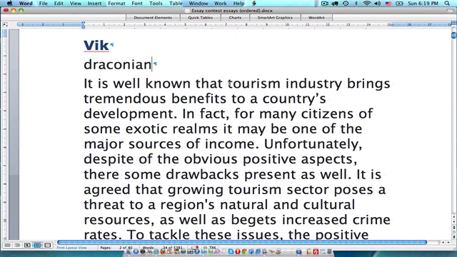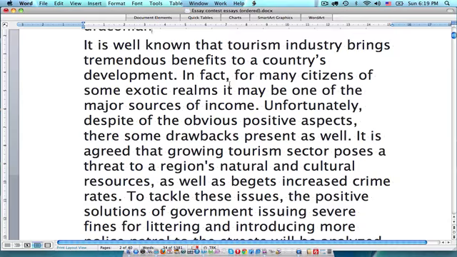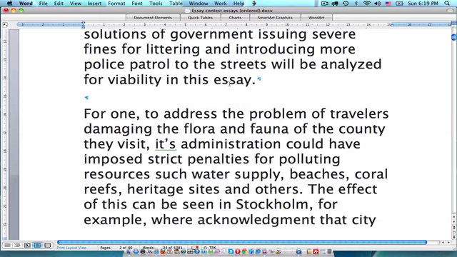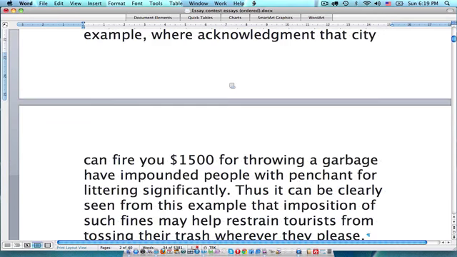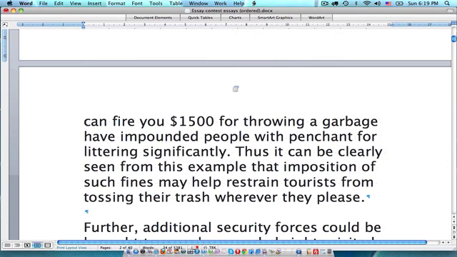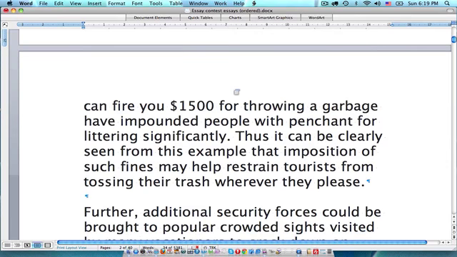Okay, now I want to point out a sentence that Vic included in his essay that I thought was particularly strong, and maybe some other students can learn from this. So look at the way that Vic finishes his first supporting paragraph. Okay, thus it can be clearly seen from this example that imposition of such fines may help restrain tourists from tossing their trash wherever they please.